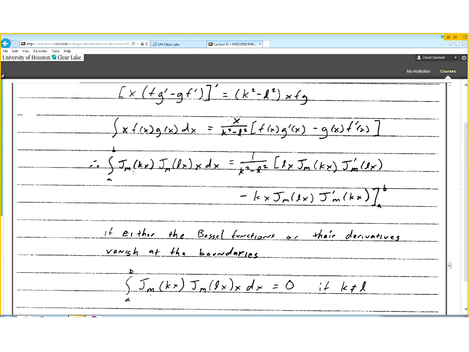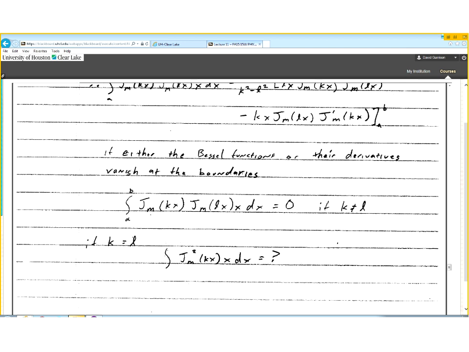Now, the way they resolve this is they said, well, if either the Bessel functions or their derivatives vanish at the boundaries, then the solution to this should be 0 for k not equal to L. And the reason why is because here you're integrating the Bessel functions and then you're evaluating them at their boundaries. And if the Bessel function itself goes to 0 at the boundary, then that means you have a 0 inside of here, and none of the stuff that happens on the right-hand side is relevant. So for k not equal to L, you'd have to have 0.